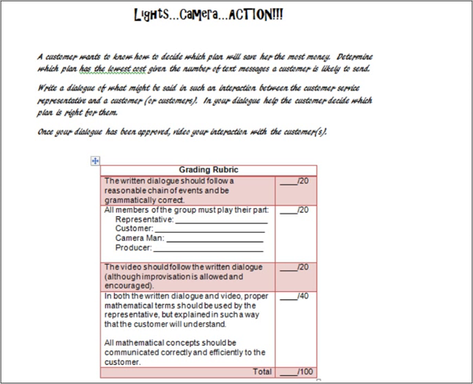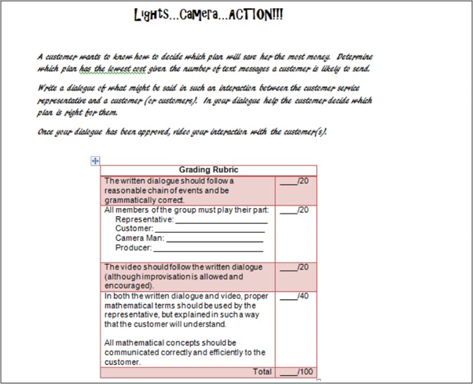So you're going to write a dialogue of what might be said in such an interaction between the customer service rep and the customer, or customers. If you'd rather have 2 or 3 people come in, then that's okay as well. In your dialogue, you need to help the customer decide which plan is right for them, and you need to use the display that you're creating today. Once your dialogue has been approved, then we'll start videoing our interactions later on in the week.